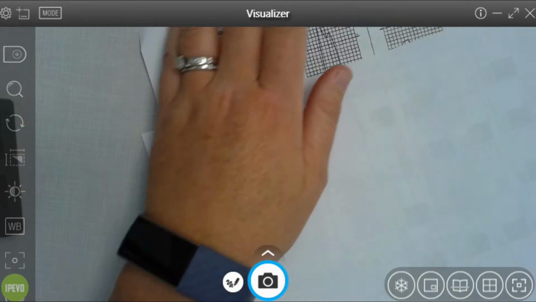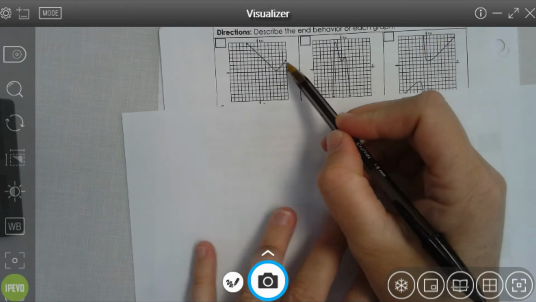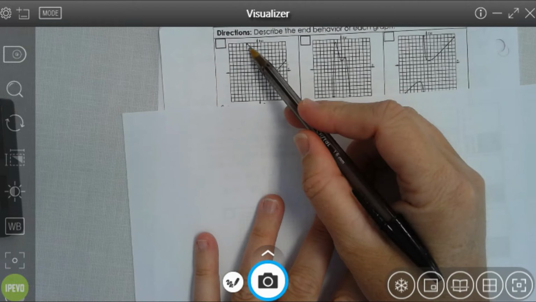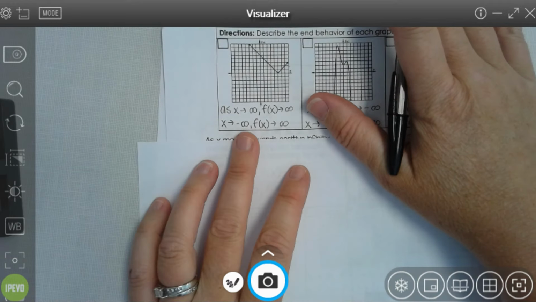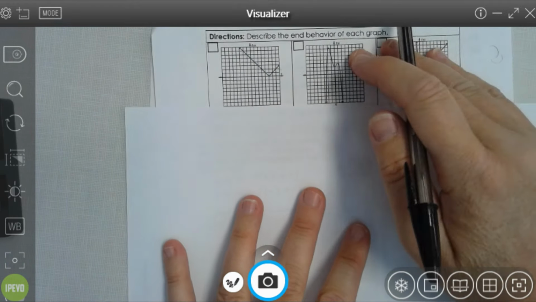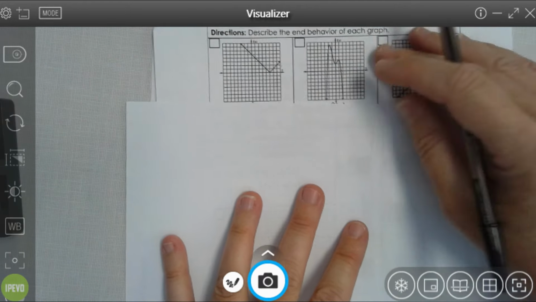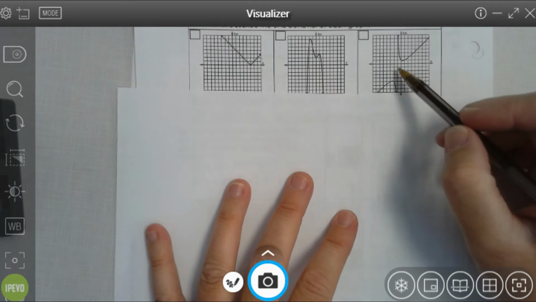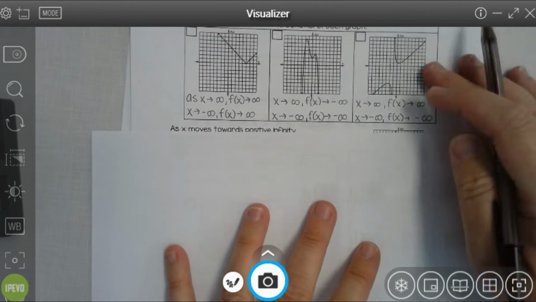So let's see here. The end behavior on these graphs here. So this one here, as x goes to the right, the graph is going up to positive infinity. And as you go to the left, it's also going up to positive infinity. So both of those would be positive infinity. So this one here, similarly, as you go to the right, it's going down, and to the left, it's going down. So both of these are going to negative infinity. This one, as I go to the right, goes to positive, and on the left it's going to negative. So you'd say, right, you're going positive, left, you're going negative infinity.